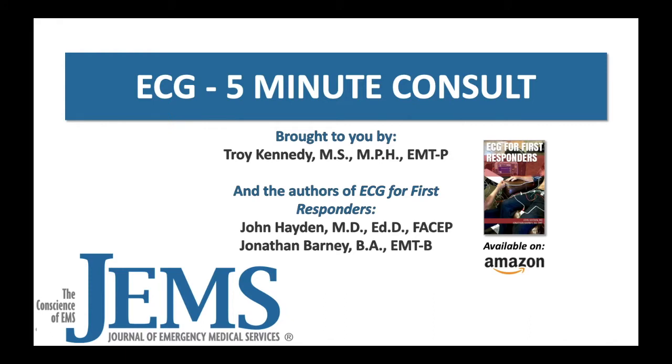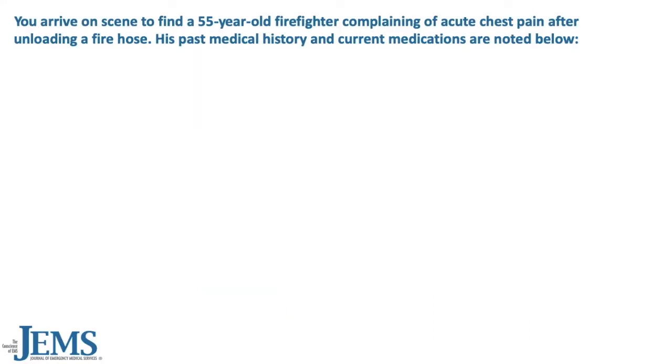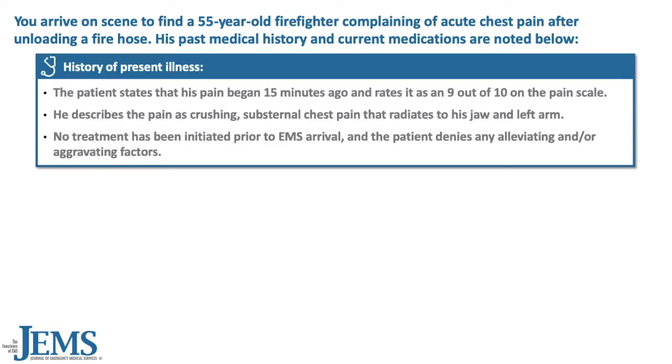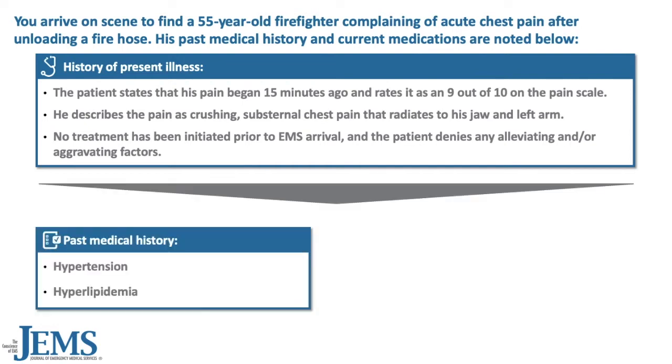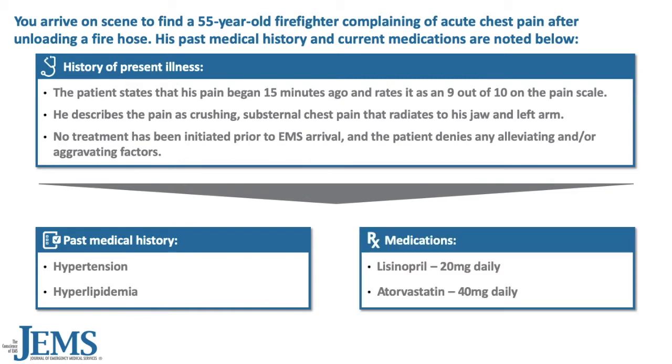Let's take a look at today's case. You arrive on scene to find a 55-year-old firefighter complaining of chest pain after unloading a fire hose. The pain reportedly began 15 minutes ago, is described as a crushing, pressure-like pain, and is rated as a 9 out of 10 in severity, radiating to the jaw and left arm with no modifying factors. This patient has a past medical history of hypertension and hyperlipidemia, for which he is taking lisinopril and atorvastatin daily.